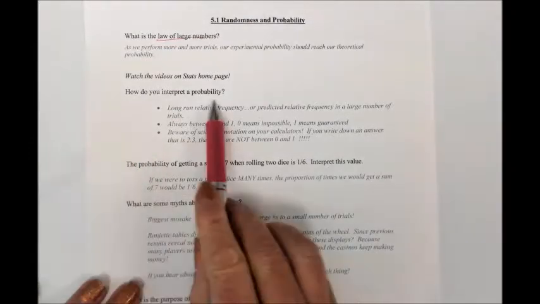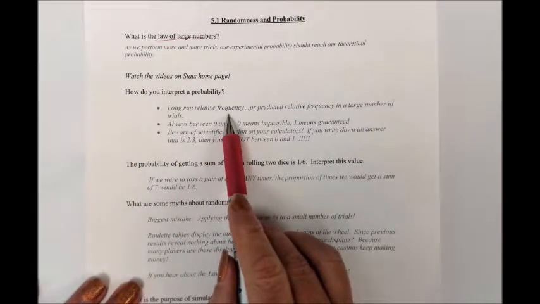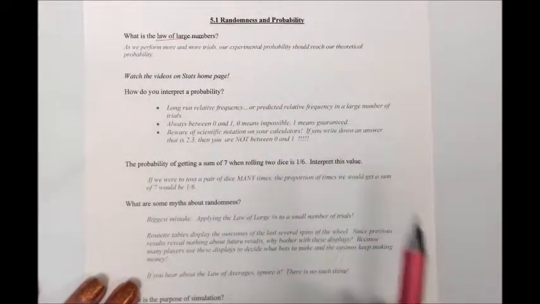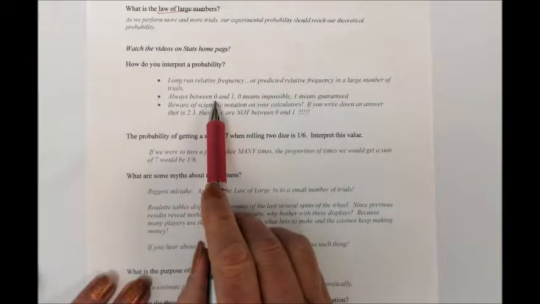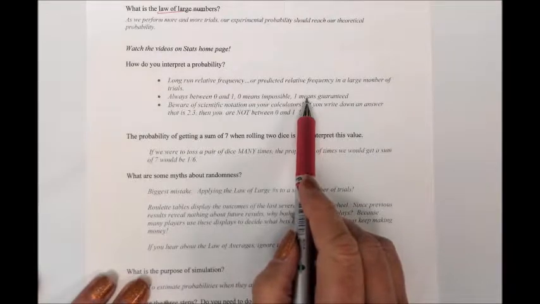So interpreting a probability, it's the long run relative frequency, or predicted relative frequency. Again, it's after a large number of trials. It's always between 0 and 1. 0 means impossible, 1 means it's guaranteed to happen.